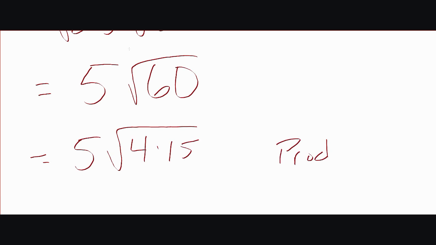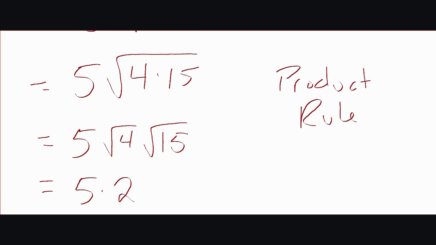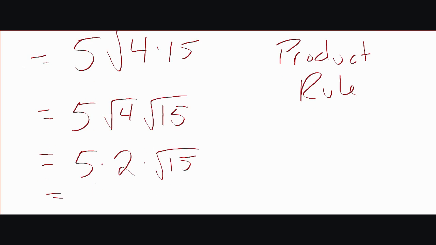Now, using the product rule, we can rewrite 4 times 15 inside one radical as the square root of 4 times the square root of 15. So 5 times the square root of 4 times the square root of 15. And the square root of 4 we know is 2, because 2 times 2 makes 4. So this becomes 5 times 2 times the square root of 15, which is equal to 10 times the square root of 15, which is the same answer we got before.